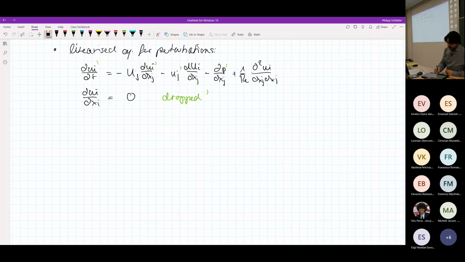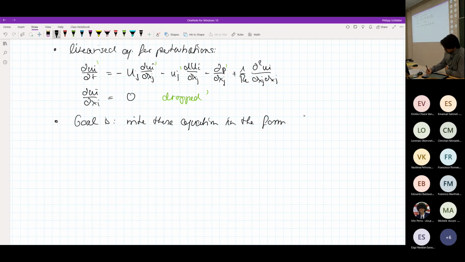Yeah. So what we would like to do now is to introduce the base flow, and even more so, we would like to write the equations in such a way that we can do an eigenvalue analysis. So the goal here is the following. Write these equations in the form which looks like this.